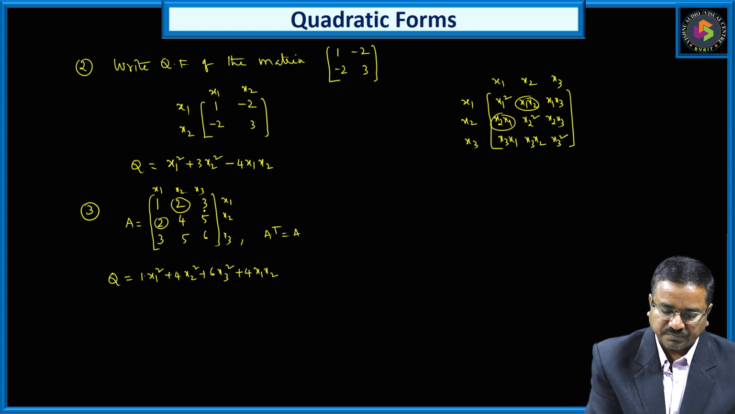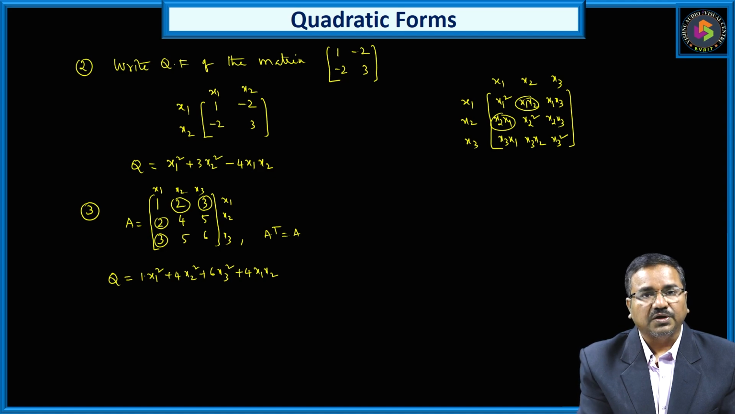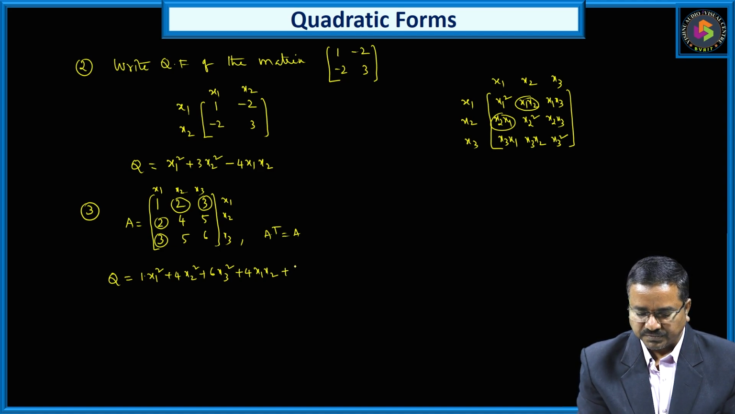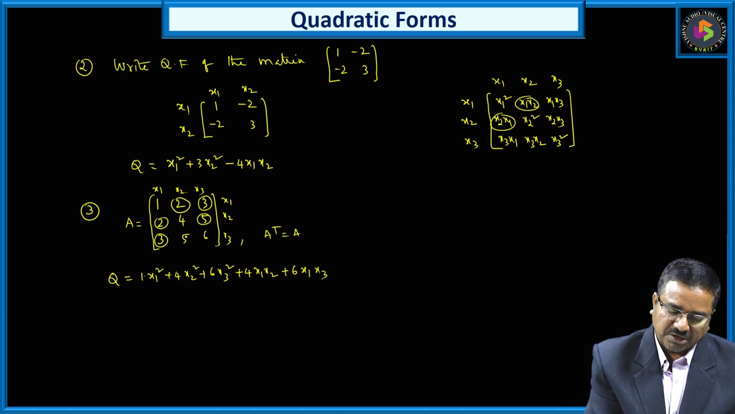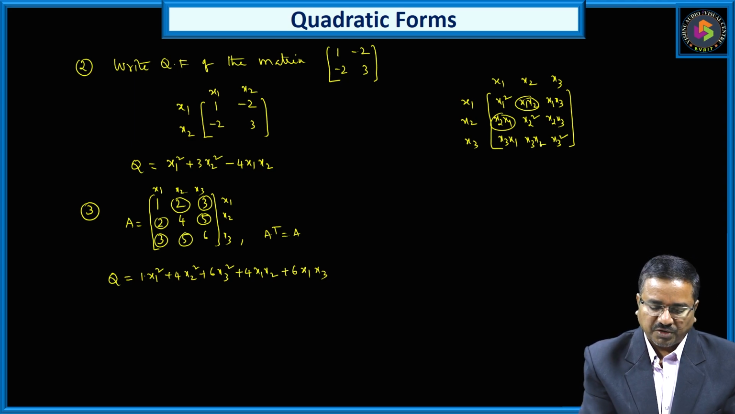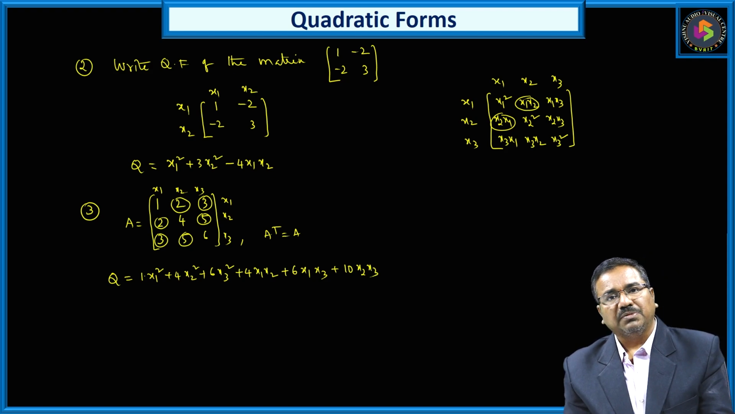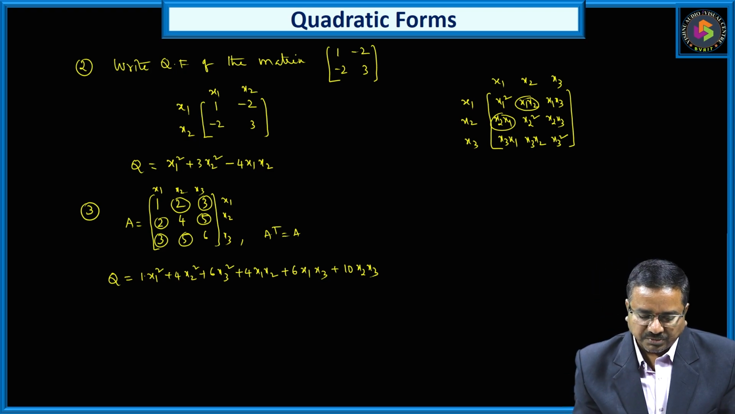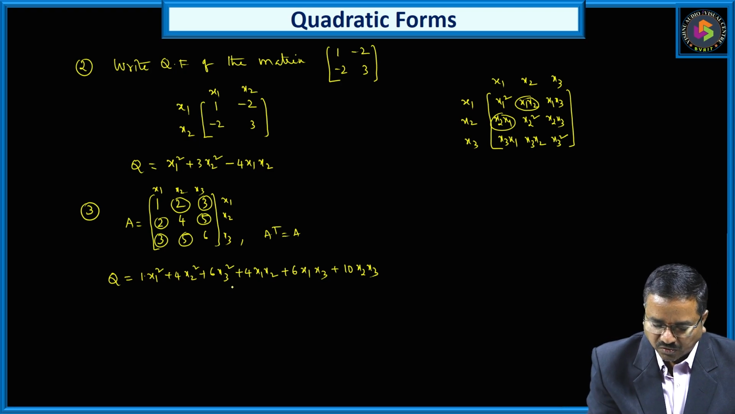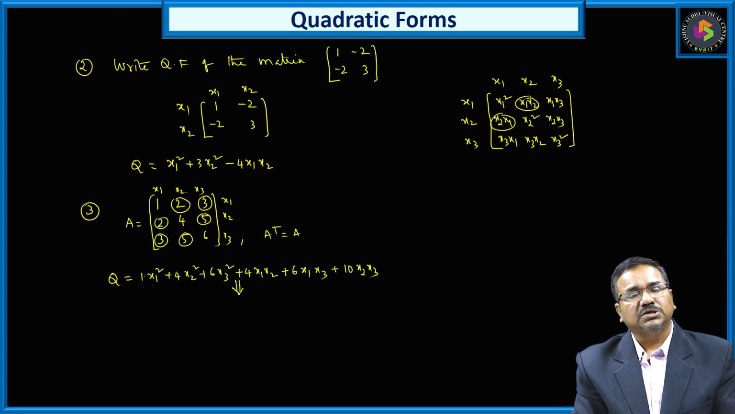Coming to this one. What is this one? This is x13. This is x31. What do we have? 3 plus 3, 6. 6 x1 x3. The next symmetric place is what? x2 x3. What do we have? Here 5, here 5. Plus, 10. 10 x2 x3. So this is a way of writing from the symmetric matrix to quadratic form and quadratic form to symmetric. Suppose if writing quadratic form to symmetric, for example, if we have this one, how to write the matrix form of this one? How to express this matrix form?